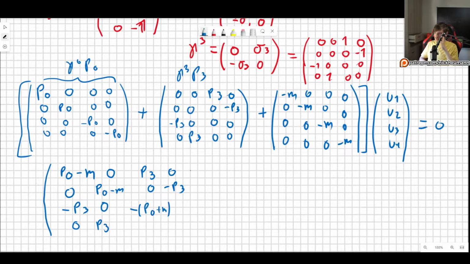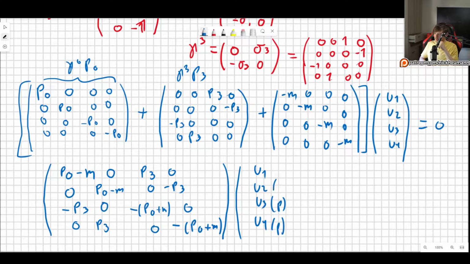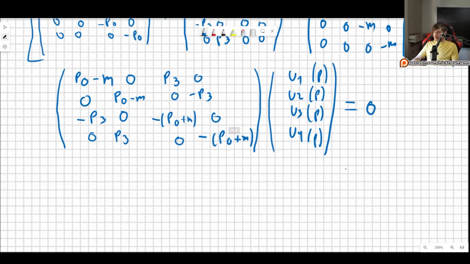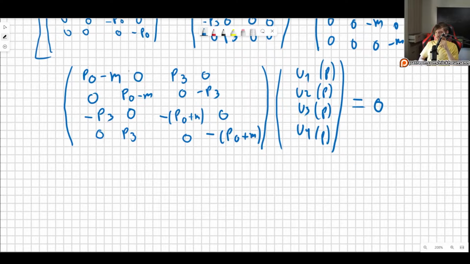Both of them are negative, so we can factor out a minus sign. And then 0, 0, and another minus P0 plus M. And all of this multiplied by U1, U2, U3, U4. Of course, all of them have a P dependence that I'm not always going to write because it's a little bit annoying. Okay, so now what we can do is multiply through. Let's multiply through and just get our equations explicitly.